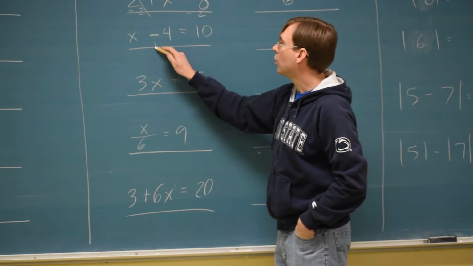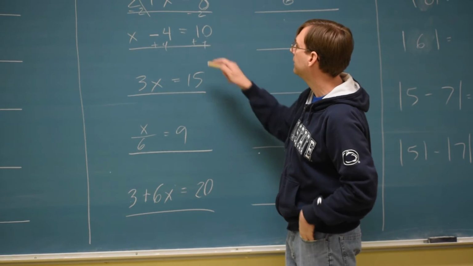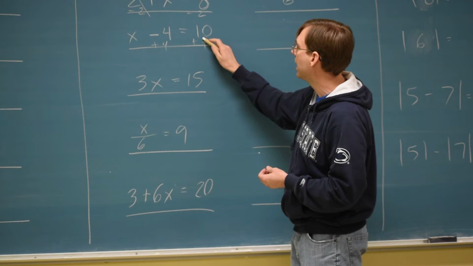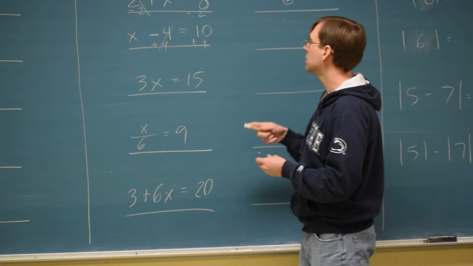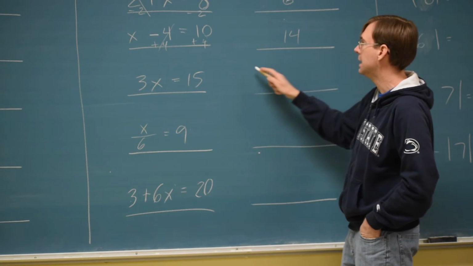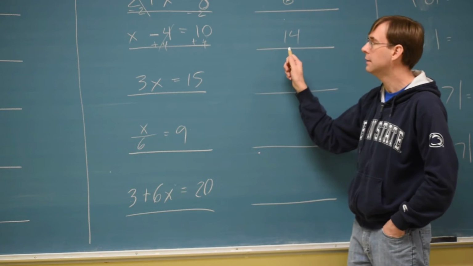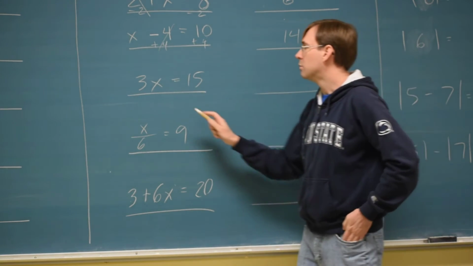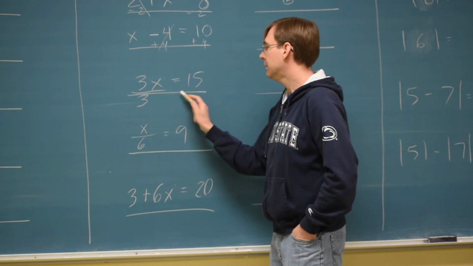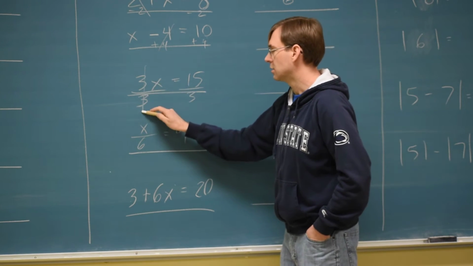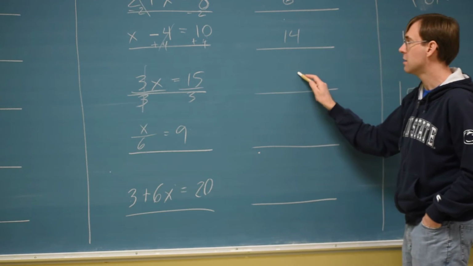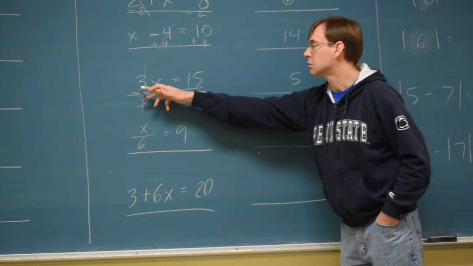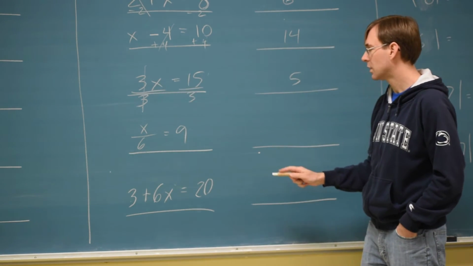If it's a subtracting problem, do the opposite to add. If we add 4s both ways there, to get rid of the 4s, we would come up with a 14, because 10 plus 4 is 14, and that's checkable. 14 minus 4 is 10. If the problem's going to multiply, you'd have to divide. Cancel the 3's. 15 dividing 3 is 5, checkable, because 3 times 5 is 15.